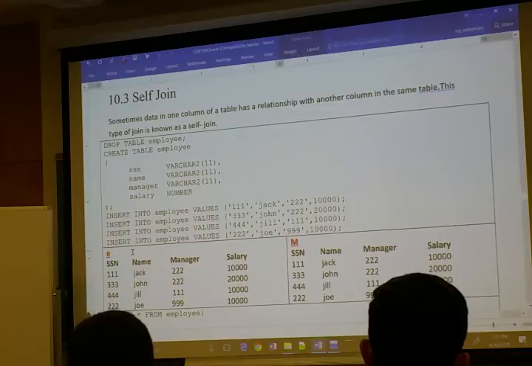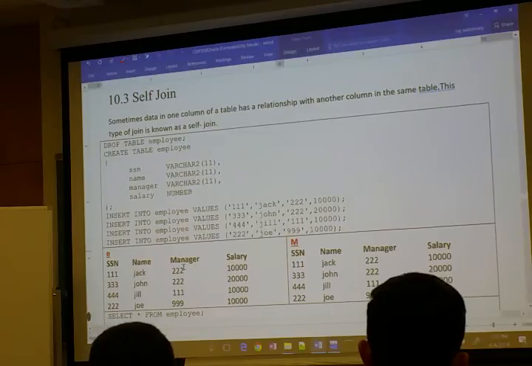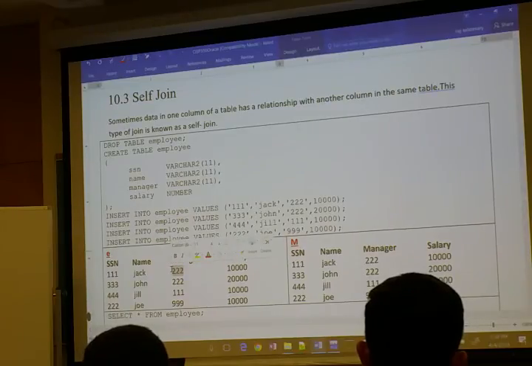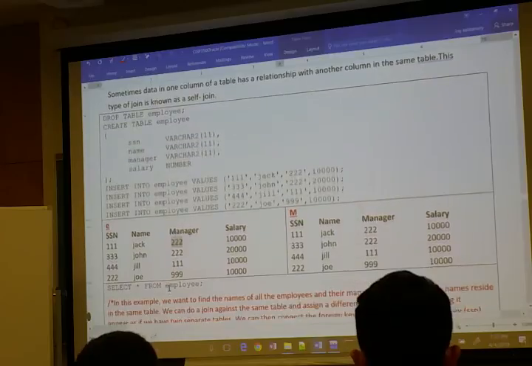Right? It's all embedded in it. But the problem is, right now, when we display this information, we can only see the social security number of the manager. We'd like to see that Jack is reporting to Joe, for example, and that Jill is reporting to Jack. We'd like to see those names. So how do we actually do this?